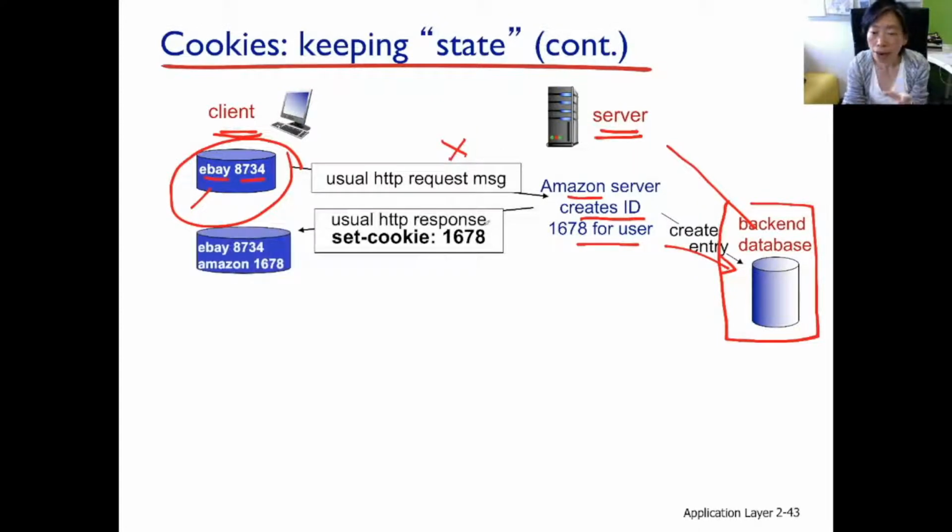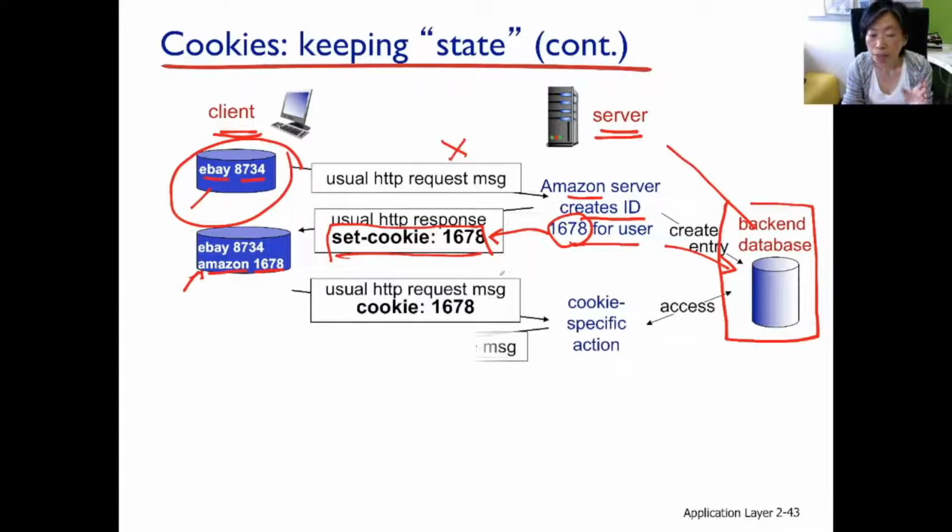In the response, it carries the web object that you're looking for, but it also carries the special header line, the set cookie line. And see, the ID created is carried over through the HTTP response message back to the user. So the web browser here sets up one extra entry saying, for Amazon, the website, use ID 1678. For the subsequent visits, subsequent browsing, all the HTTP request messages are going to carry the cookie header line saying I am user 1678.